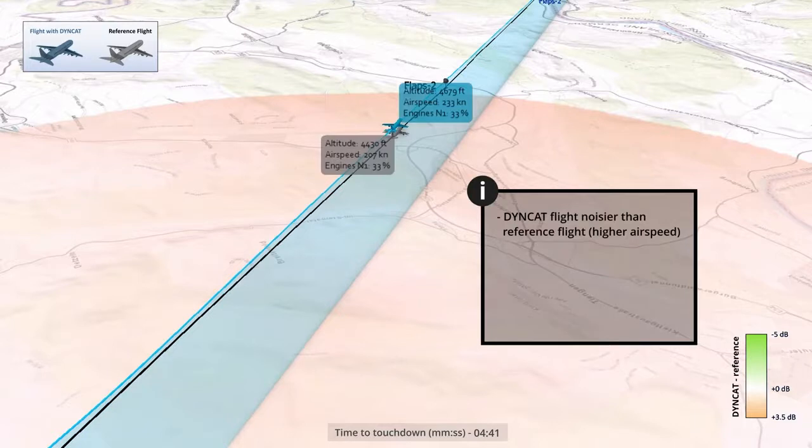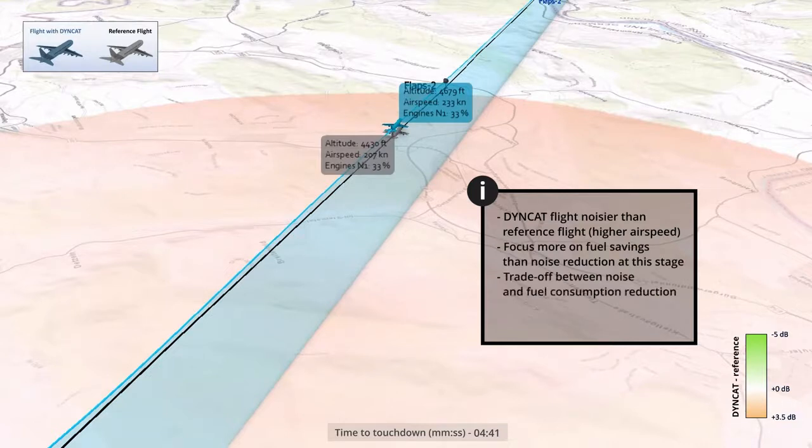At this point, the DYNCAT flight produces more noise than the reference flight, mainly due to the increased airspeed. In this case, it does not mean that DYNCAT is not working or is set incorrectly for this flight segment, but that more attention is being paid to fuel savings, resulting in an increased flight speed. This reveals a trade-off between fuel consumption and noise reduction. Faster flying aircraft are generally noisier but consume less fuel due to the shorter flight time, at least with the engines operating at idle thrust.